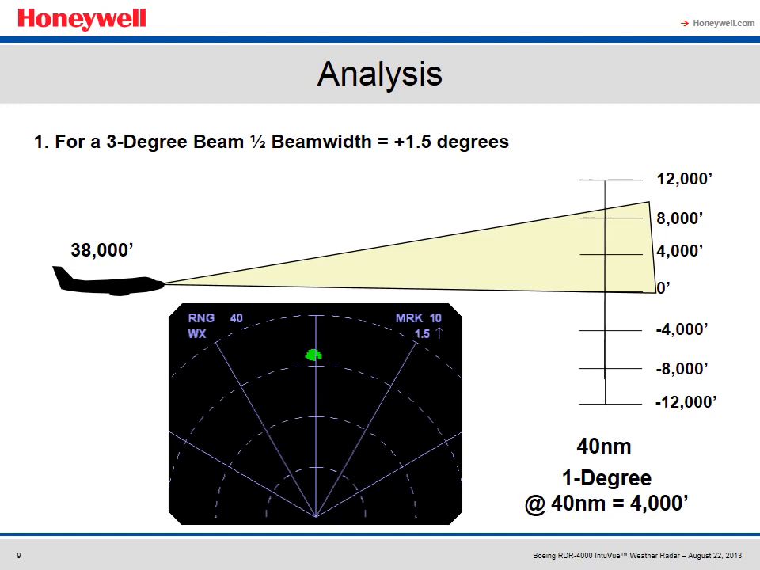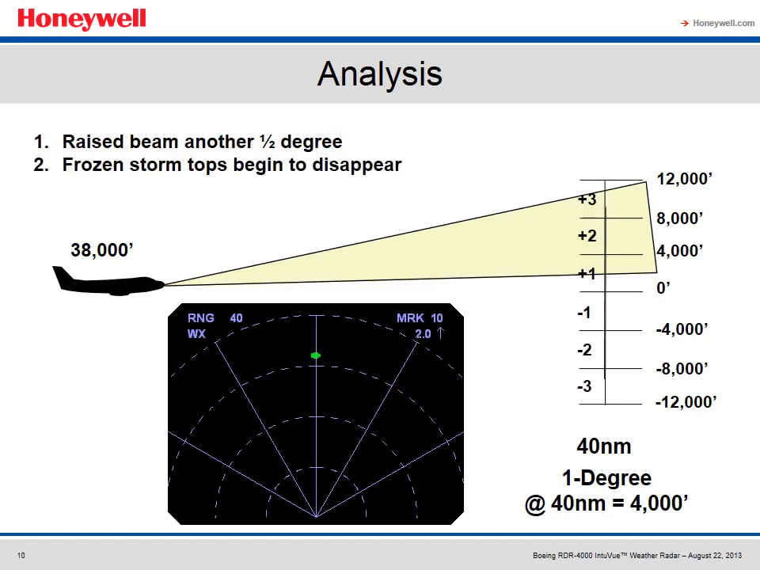The aircraft is in cruise flight at 38,000 feet and the cell is detected 40 nautical miles ahead. The analysis will be done relative to the aircraft altitude of 38,000 feet. Start by raising the tilt 1/2 of the antenna's beam width, or 1.5 degrees for the 3-degree air transport antenna used in this example. That puts the bottom of the beam parallel to the flight path. Now raise the beam until the returns begin to disappear. Keep in mind the aircraft is at 38,000 feet.